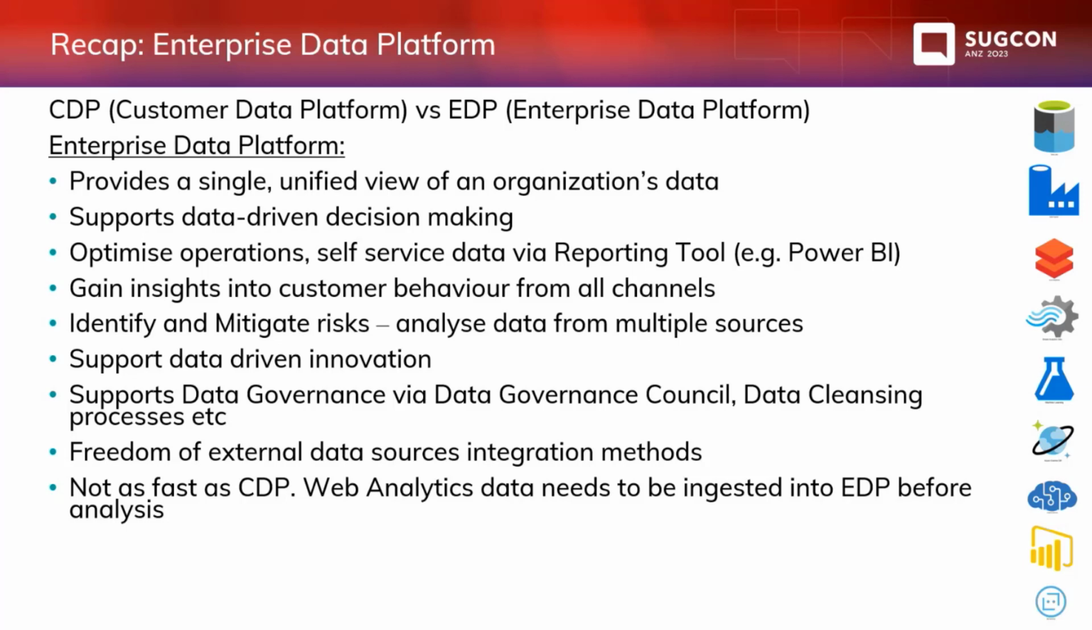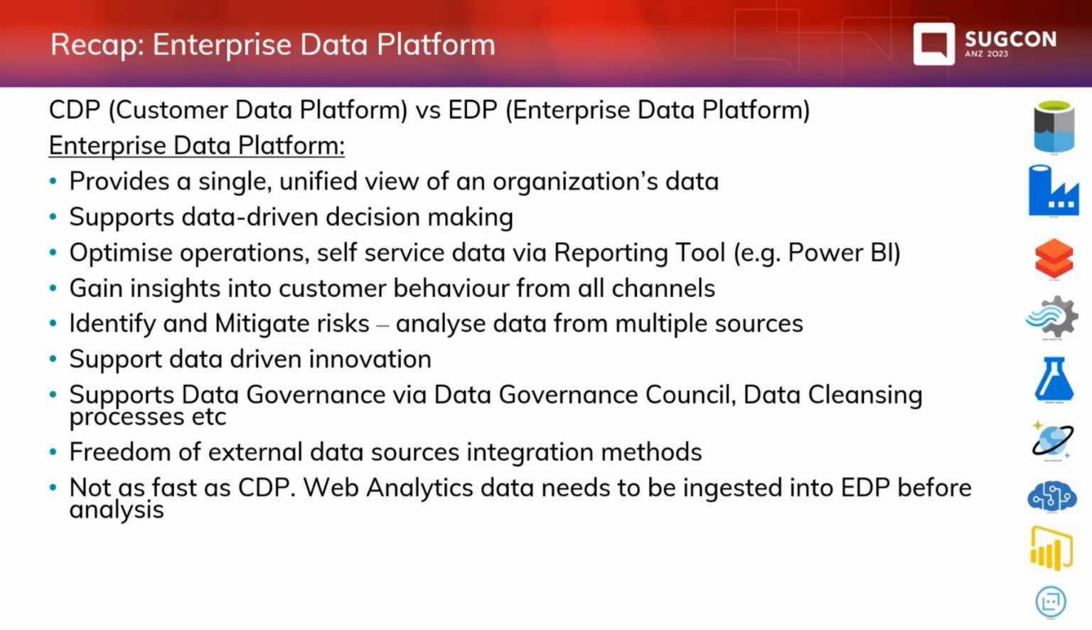It identifies and mitigates risk because we are analyzing the data from multiple sources. And as I said, a CFO or someone from the chief executive level can actually understand what the organization is doing and how the organization is tracking along. Because of the sheer amount of data we've got, we can use that data to support various data-driven innovation that is required. Some of the innovations that we've done use AI.